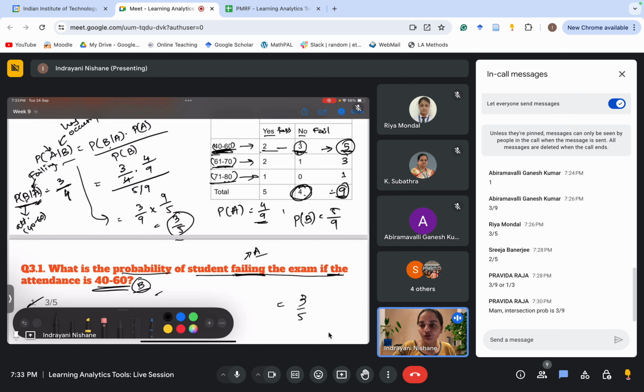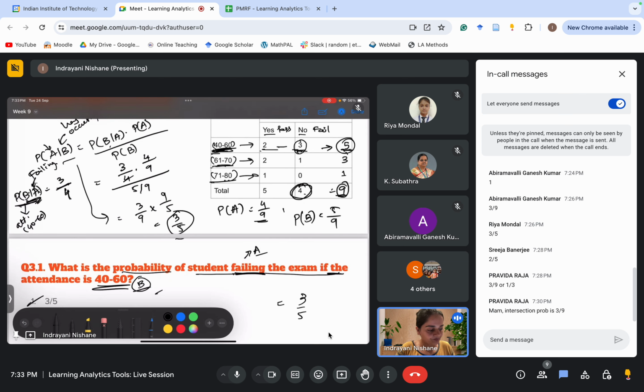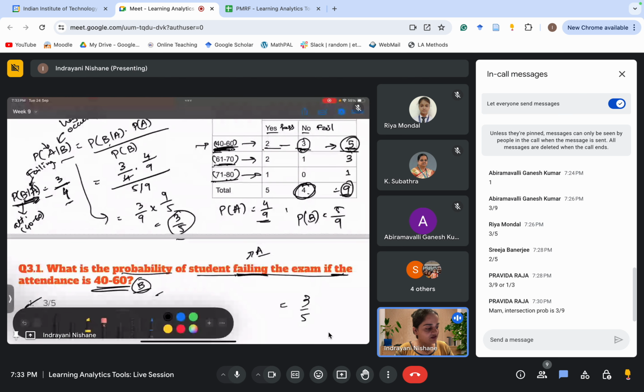The only point you have to keep in mind is the event order, the condition order. Here the mistake I made was, I considered only these 4 students. I considered that B has already happened, that attendance between 40 to 60 has already happened, but we had to consider that failing has already happened. So the denominator will be 3, and out of them we count how many have attendance between 40 to 60. So this is the conditional probability of attendance between 40 to 60 given failing.